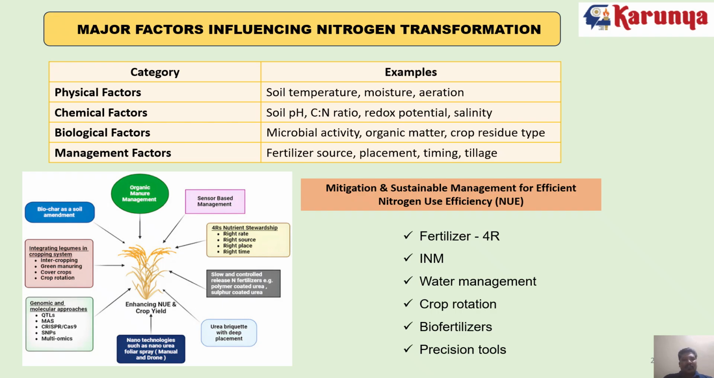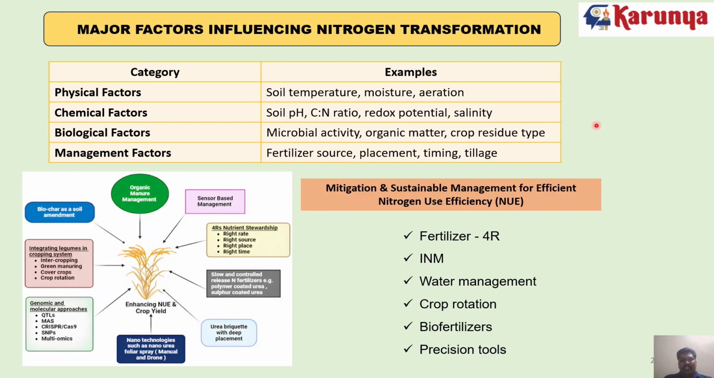So what are the factors influencing this nitrogen transformation? There are several factors: physical, chemical, biological, and management factors. Physical factors such as temperature, moisture, aeration; chemical: pH, CN ratio, redox potential, salinity; biological factors: microbial activity, organic matter, crop residue type; management factors: fertilizer source, placement, timing. These are all the factors directly or indirectly involved in the nitrogen transformation process.